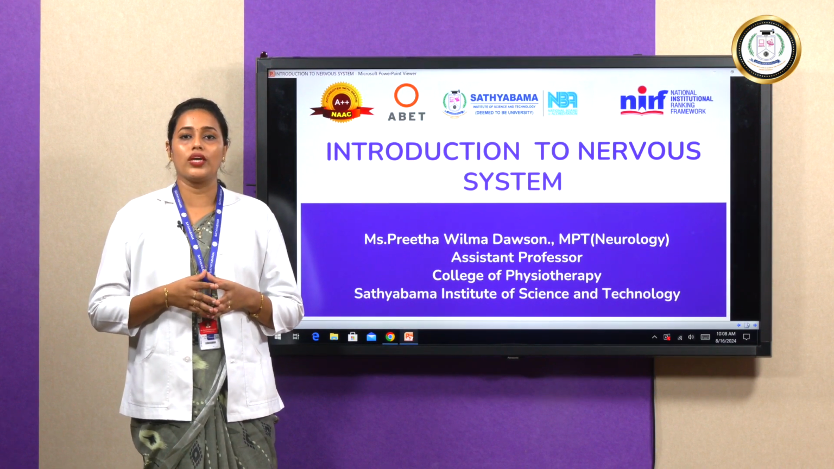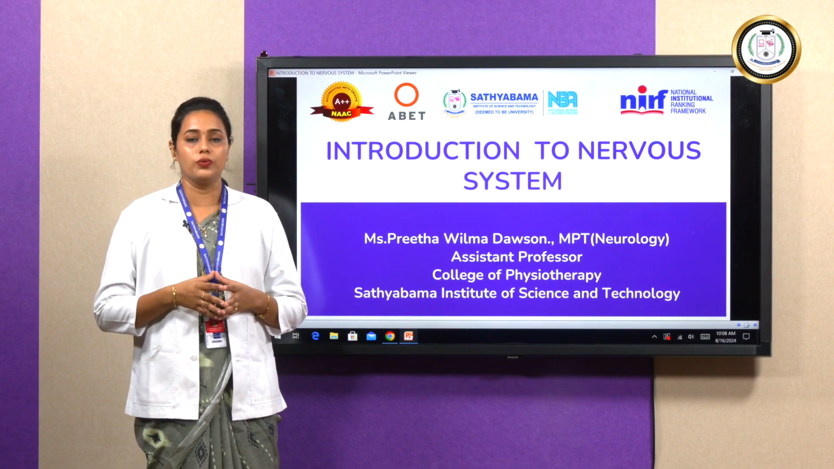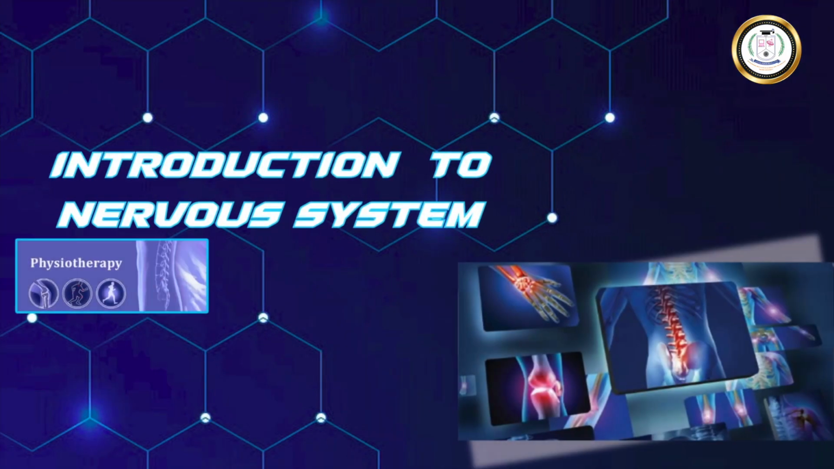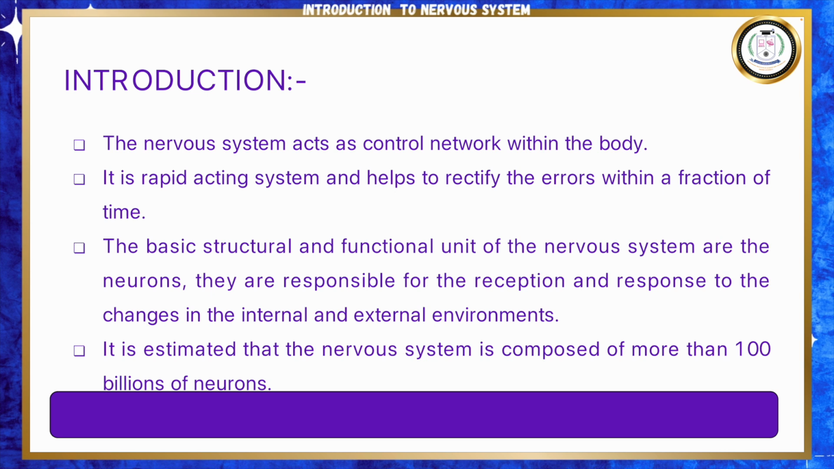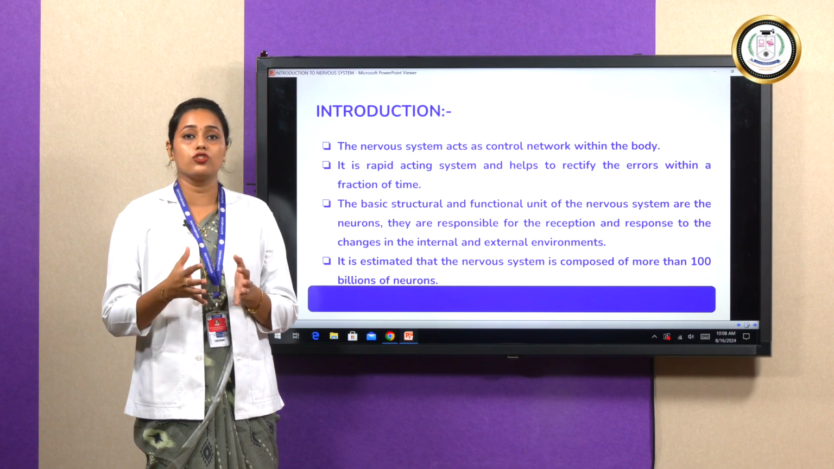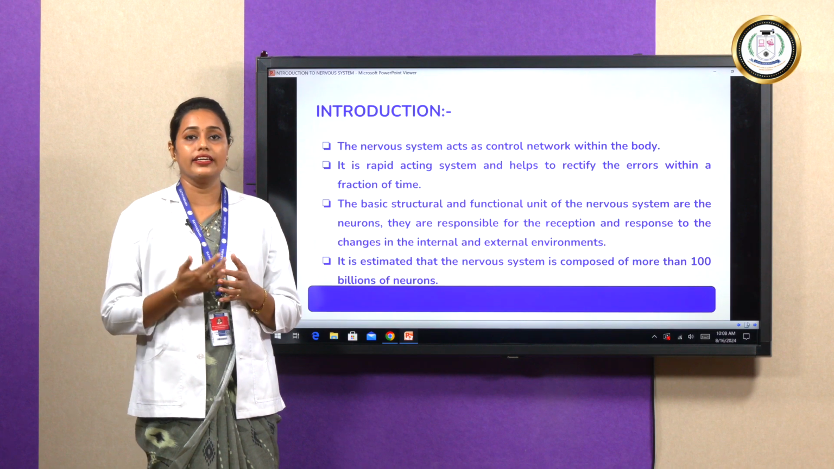In this video, we will be starting with a unit on the nervous system. So in this video, we will be covering a brief introduction to the nervous system. The nervous system acts as a control network system within our body. It is a rapidly acting system, and it has the ability to rectify any sort of error that is occurring inside the body.